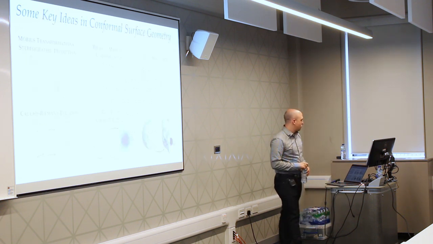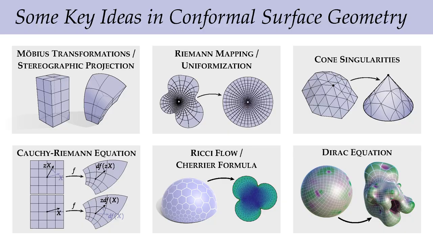Okay, and this slide is just a little bit of an overview. Some of the topics we'll touch on if we have time today. All these just kind of funny sounding objects that pop up over and over again in conformal geometry. So it's worth being aware of some of these things. And you know, some of them even not a lot of people maybe know about. This Charrière formula, for instance. Or Charrière formula. Excuse my French.